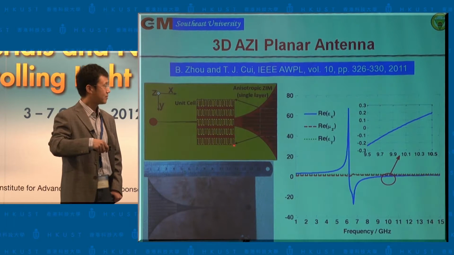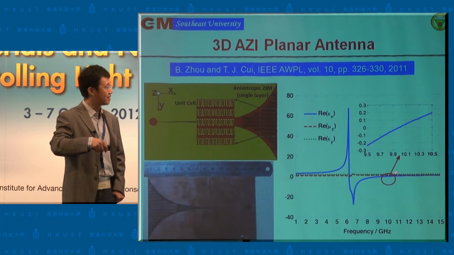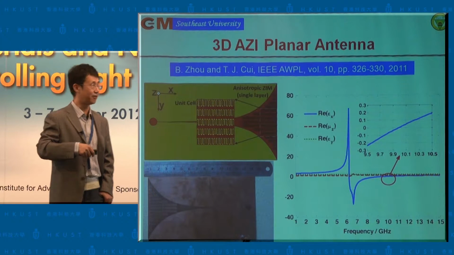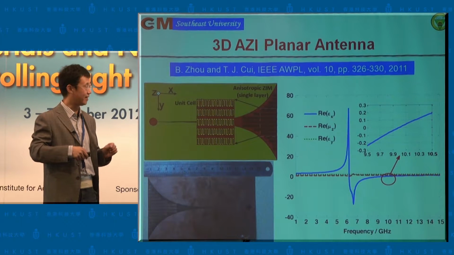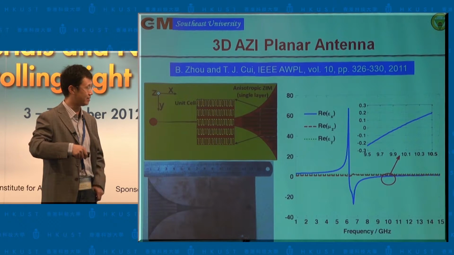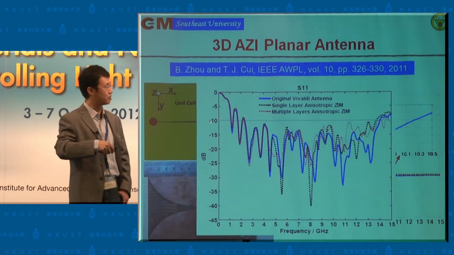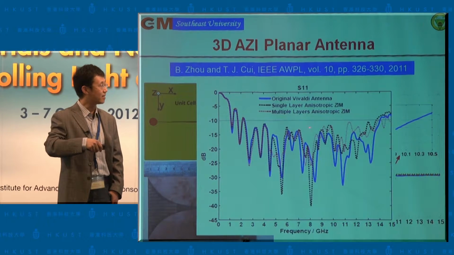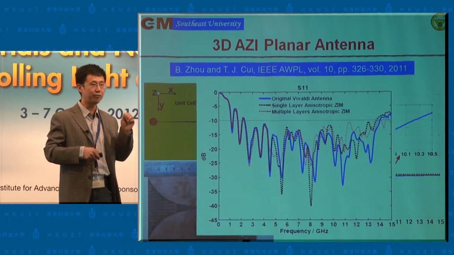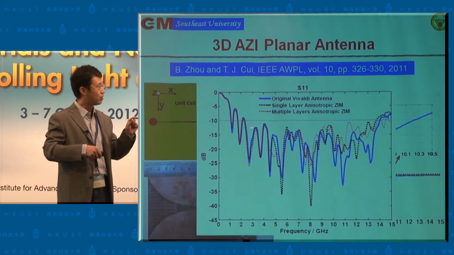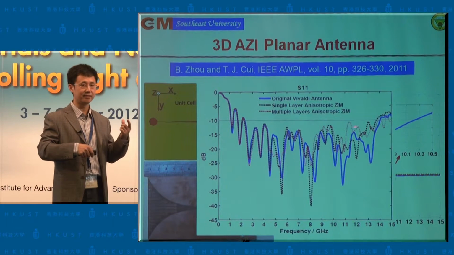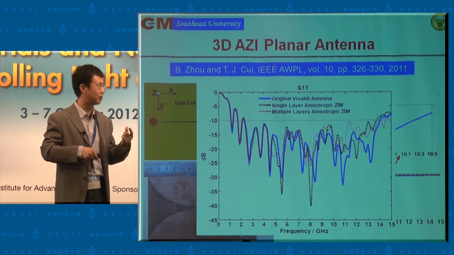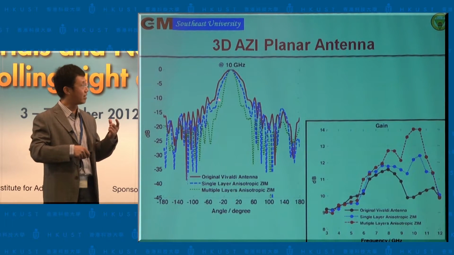The working frequency is around 10 gigahertz, and we can make a 1 gigahertz bandwidth to improve the gain significantly. So this is a fabricated sample. This is a measurement result for the reflection coefficient. We see that after making the isotropic zero-index metamaterial, the ultra-wide bandwidth property is kept. The reflection coefficient is nearly the same as the original. However, we can improve the gain significantly in the designed frequency band.